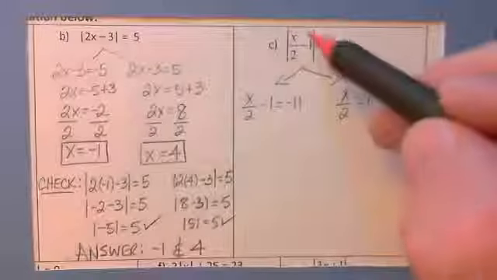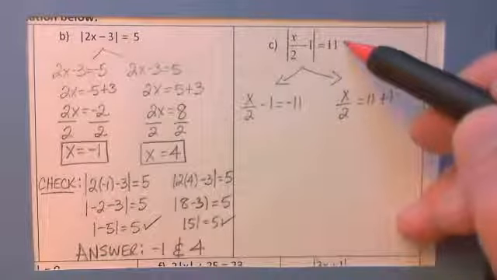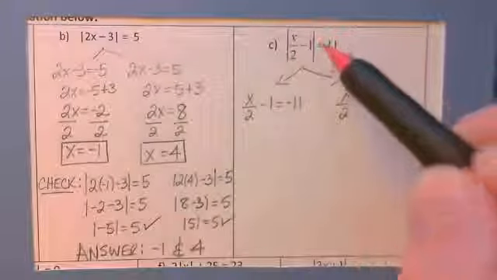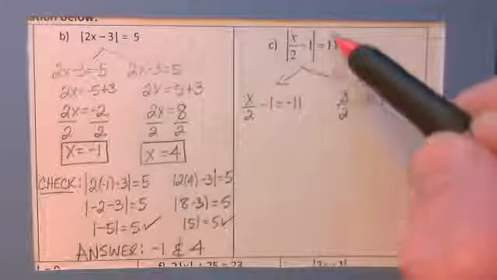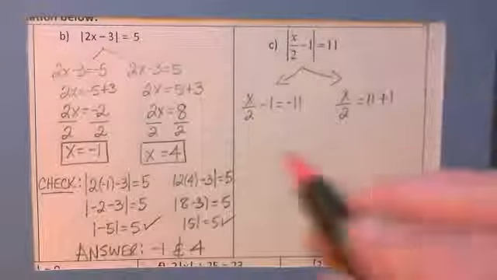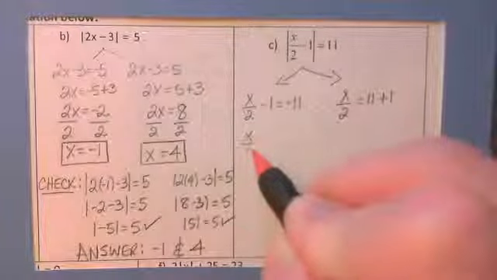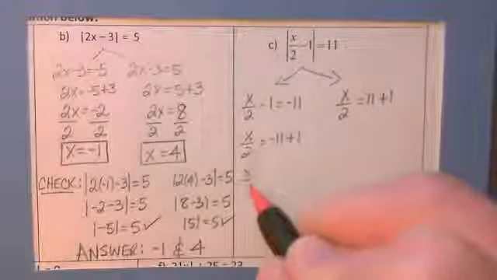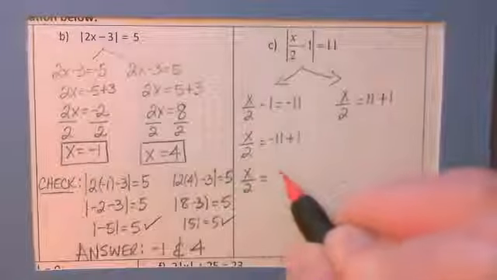Some students try to move the 1 to the other side before they do the split, but no. Whenever the absolute value is by itself, that's when you split. Don't move the 1 first and then split. You've got to get the absolute value by itself and then do the split. So this would be x over 2 equals negative 11 plus 1. X over 2 equals negative 10.